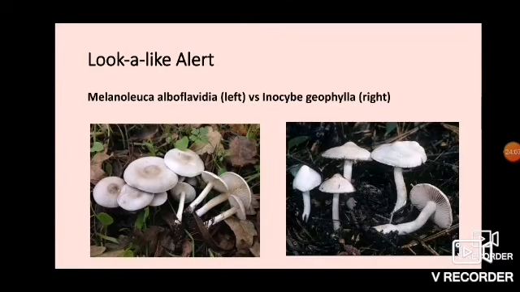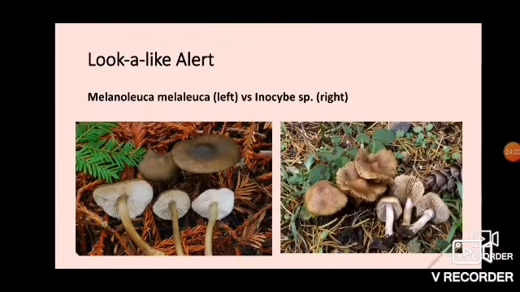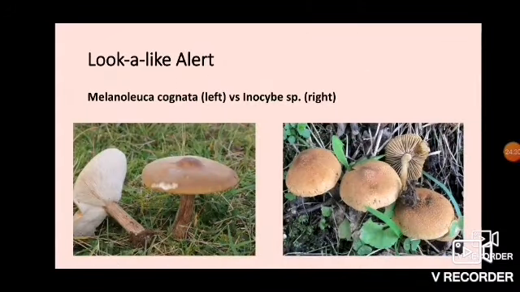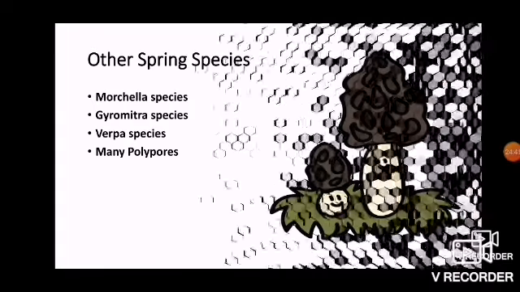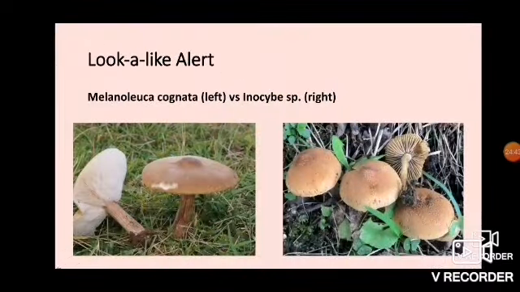Here, Melanoleuca alboflavida can also be mistaken for Inocybe geophylla, which would be occurring in the spring. And that is a very toxic mushroom. Melanoleuca melaleuca could be confused for several of the Inocybe species, though it tends to be quite a bit larger. Again, Melanoleuca cognata could be confused with some of the Inocybe species, which I should also mention occur in the spring. I think we missed one there. Nope, that's it.